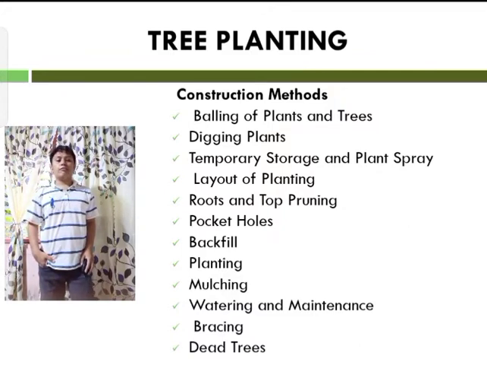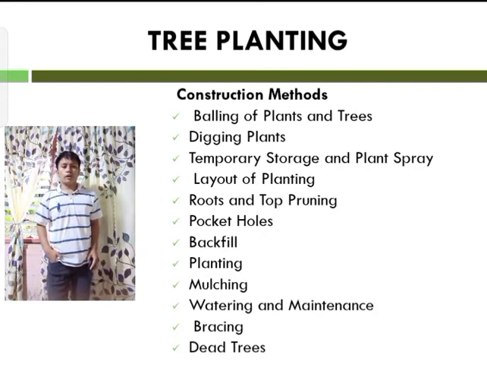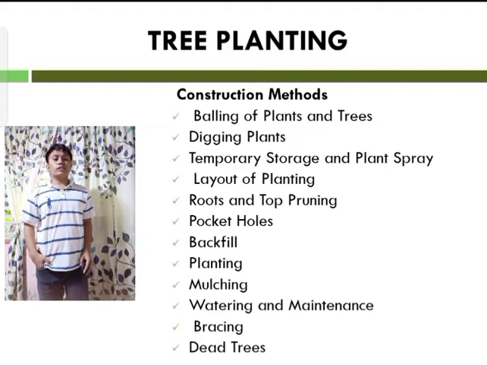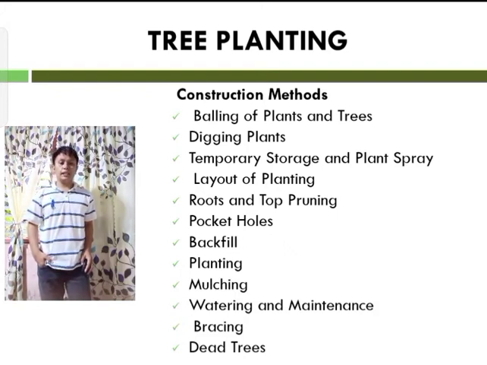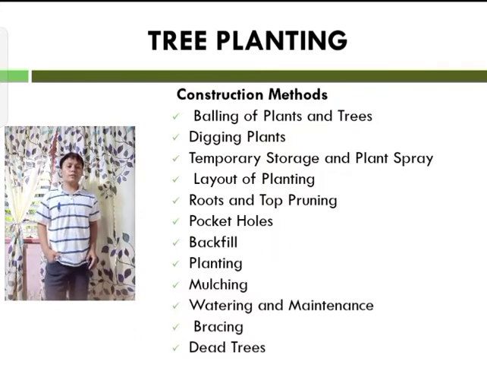So next we have pocket holes. Pocket holes shall be dug at the location shown on the plans or as directed by the engineer. The hole shall be dug to the depth and cross section specified and should be of sufficient size to provide for not less than 150 millimeters of topsoil backfill beneath and around the root system. The hole shall be dug with the sides vertical. Surplus excavation from the bed or pocket holes shall be disposed of as directed by the engineer.